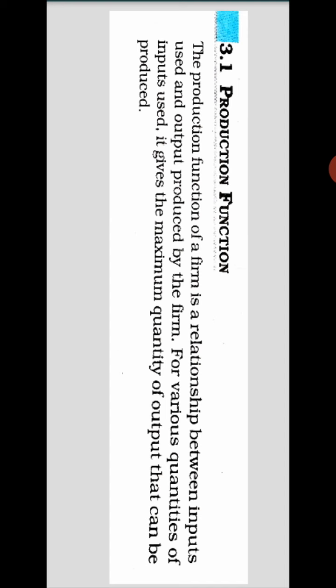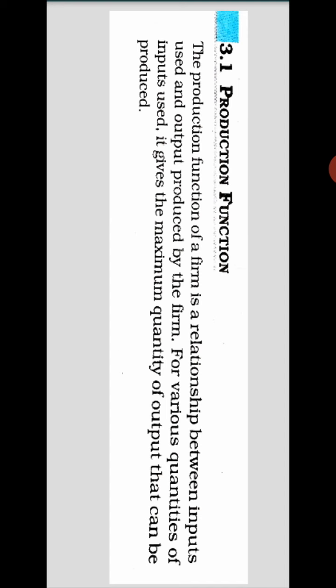If we take an example of a farmer, for him the input will be labor and land. If we take an example of an auto driver, the input will be the auto and the output will be the service, what money he is earning. So the relationship between the input and the output produced by a firm is what we are going to study under the production function.